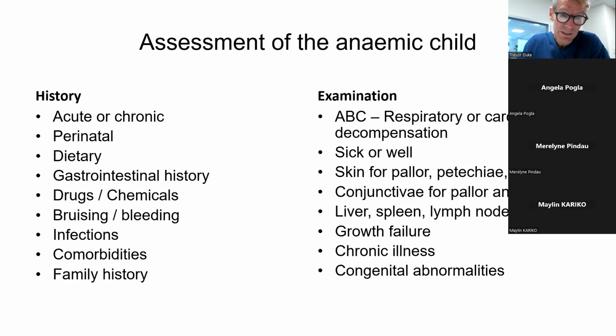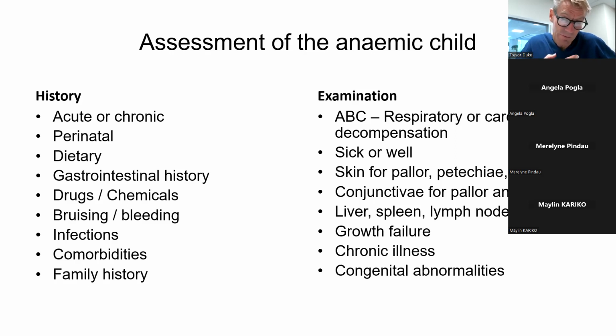Look for petechiae in the skin or bruising, because it might tell you something about whether there's other elements of the bone marrow that are also affected, other elements of the blood that are also not working well. Look in the conjunctiva for pallor and jaundice, as I said, because some types of anemia will give you jaundice because of hemolysis. And then look for a hepatomegaly or splenomegaly or enlarged lymph nodes. Also look for growth failure. Many children with anemia have growth failure either because of an underlying problem with their nutrition or because of a congenital problem that leads to both anemia and growth failure.